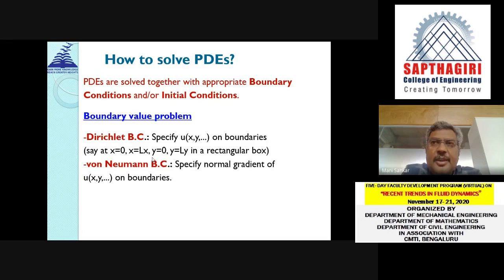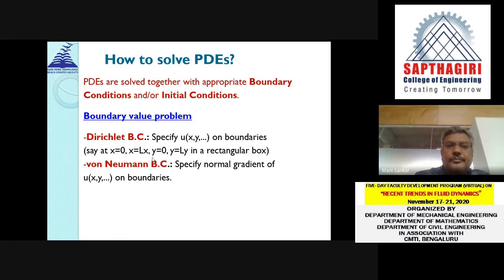There are situations where you need to specify the normal derivative of the dependent variable along the boundaries. For example, in fluid dynamics, because we are talking about the FTBs on fluid dynamics, there is a concept called no slip and no through flow condition. When you talk about no slip, you get the Dirichlet boundary condition. When we talk about the no through flow condition, which means when I talk about the velocity in terms of the stream function, then you get von Neumann boundary conditions.